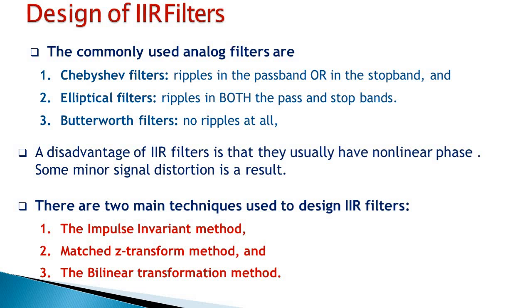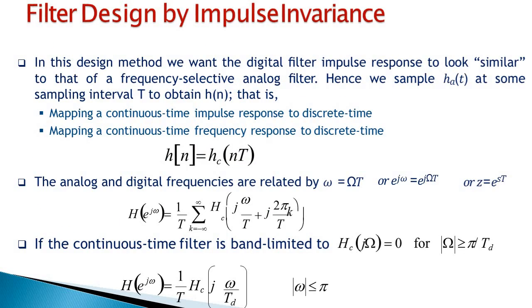In Butterworth, there is no ripple at all; it is monotonically decreasing. The elliptic filter has ripples in both the passband and stop band. Chebyshev has ripple in either the passband or stop band. A disadvantage of IIR filters is that they usually have non-linear phase, and some minor signal distortion is the result. Then there are different mapping techniques from analog to digital: the impulse invariance method, the bilinear method, and the matched Z transform method.